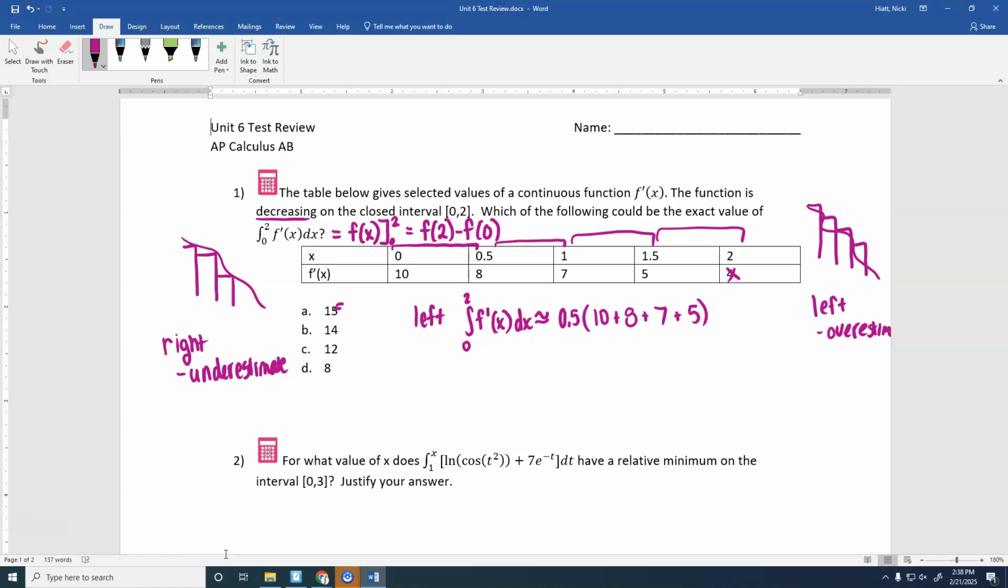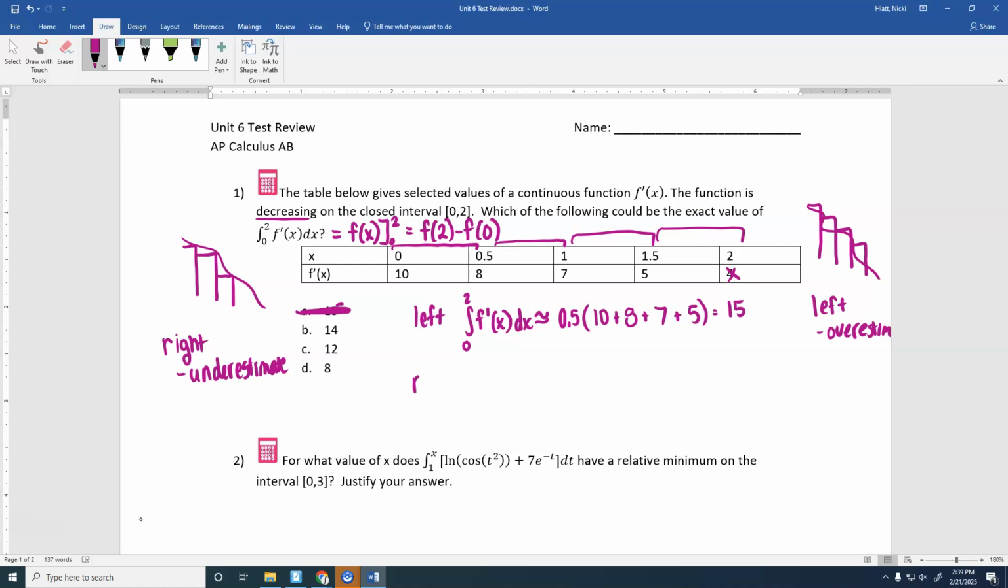I'm sorry, we're integrating f prime, so I should not be calling it f. It's f prime for that. And so then, let's see, that's going to be 20, 30, half of 30. I think you get 15 there. So the left is an overestimate, and it's not 15. That's too much.